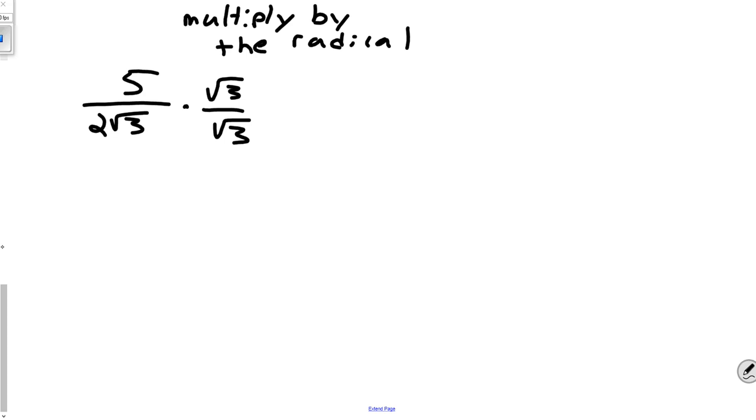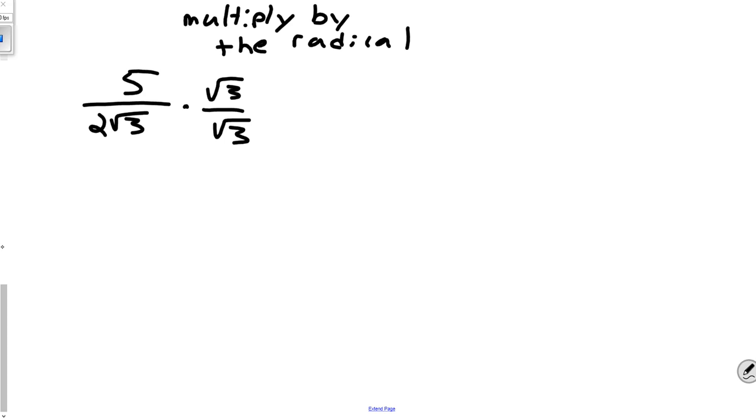Wait, a question: why does that solve it, because you're not dividing anything? Right. But anything divided by itself is what? Let me finish this and we'll go through it, okay?